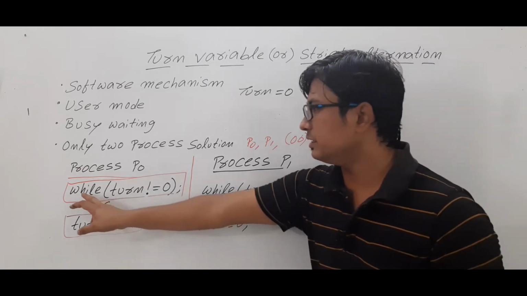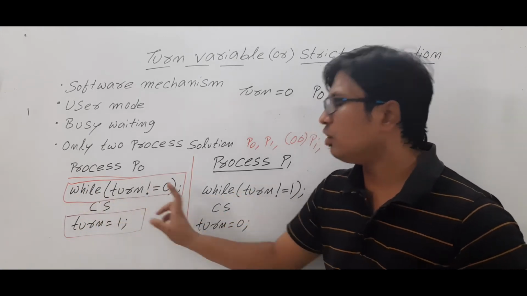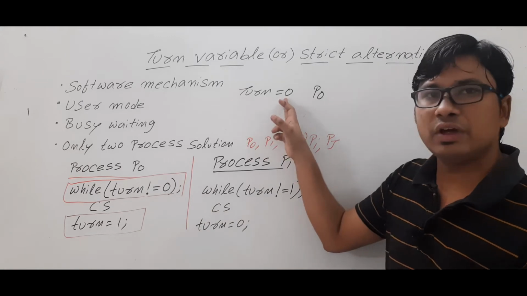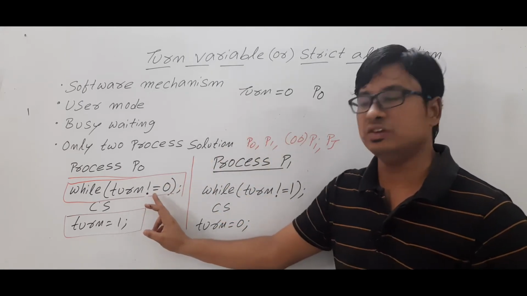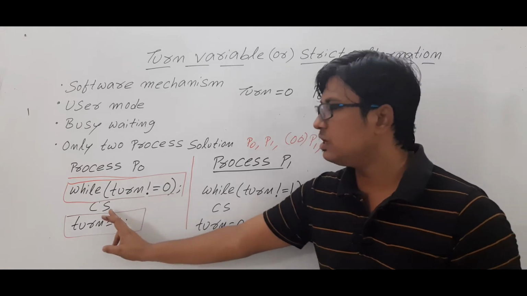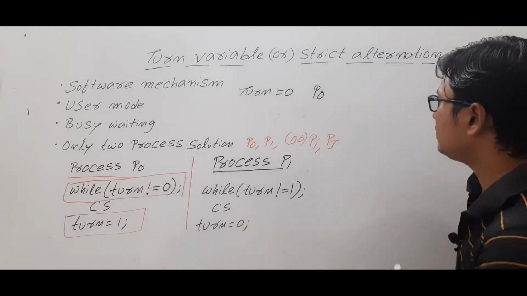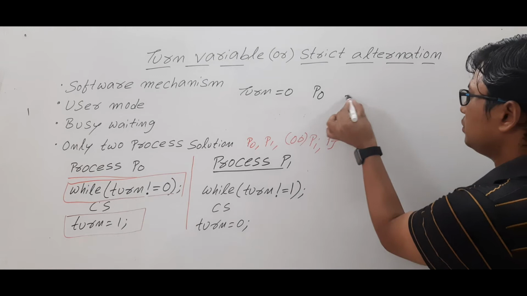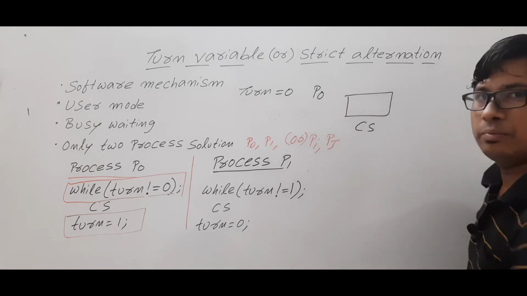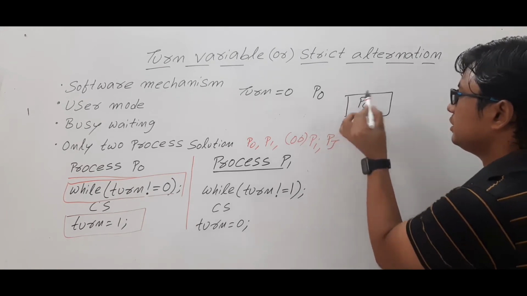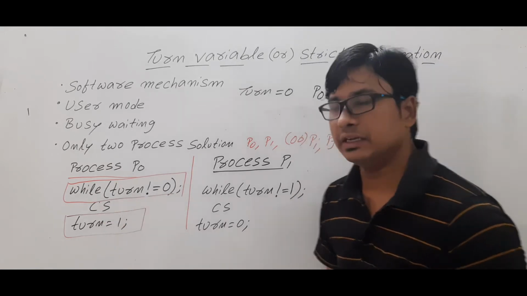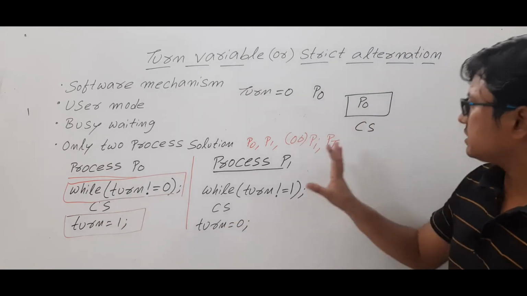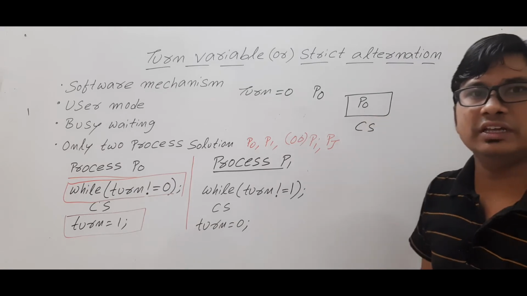Now look here. While turn not equal to 0, what is the turn value? 0. 0 not equal to 0, so this condition is false. If this condition is false, process P0 will enter into the critical section. So you have a critical section. Process P0 will enter into the critical section. And then look here, turn is equal to 1. Let's consider that process P0 is in the critical section.